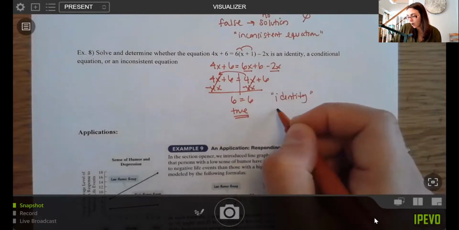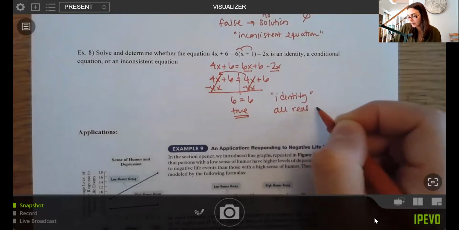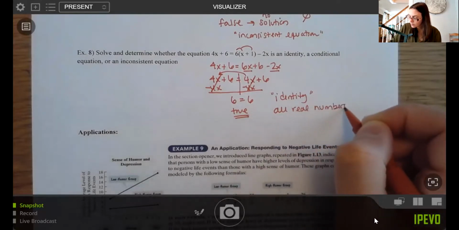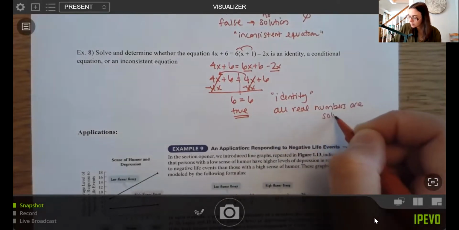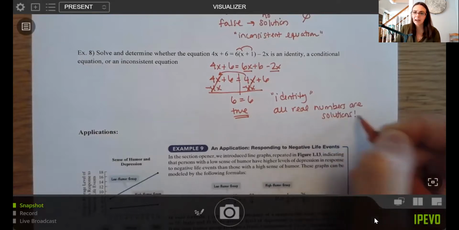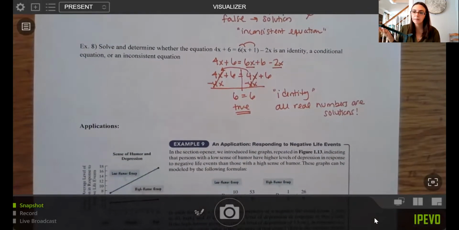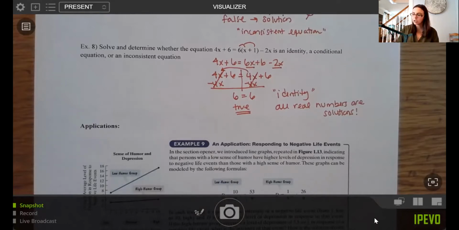Okay. So all real numbers are solutions, which is pretty crazy if you think about it. So every single number works. It doesn't matter what you plug in. It's going to work in this equation. So again, it's a little bit unusual.